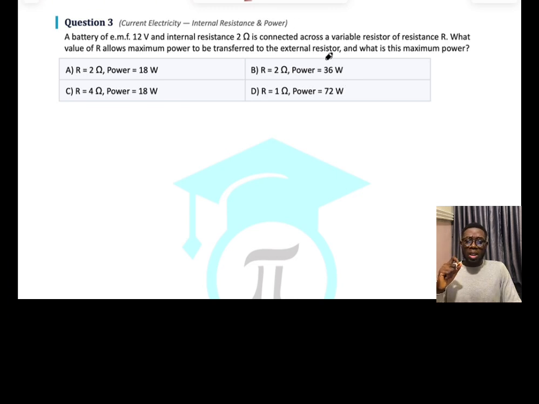So to transfer maximum power to an external resistor, the value of the resistance of this resistor must be the same as the value of the internal resistance of the cell. And that implies that the two of them have to be equal to 2 ohms in that case.